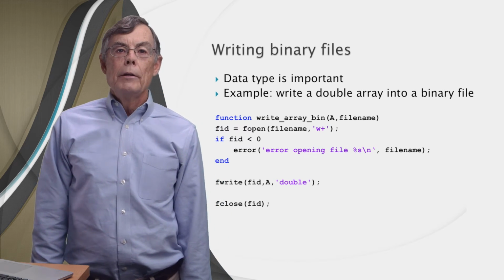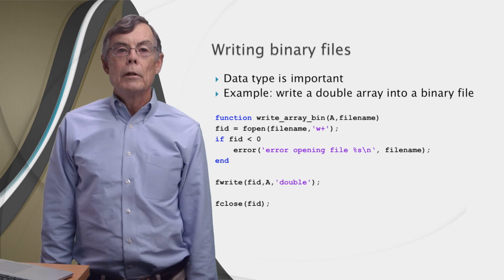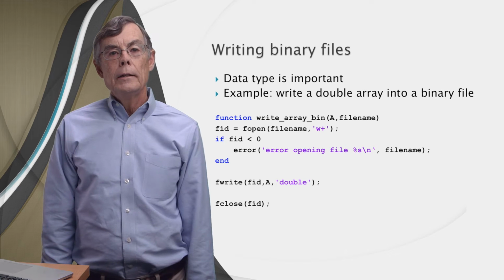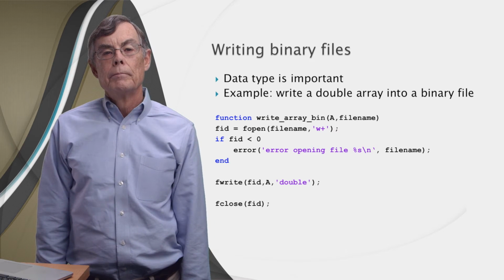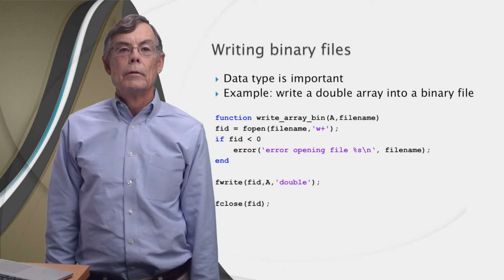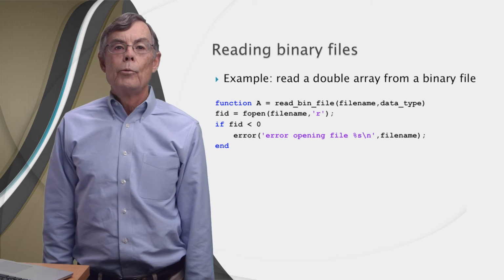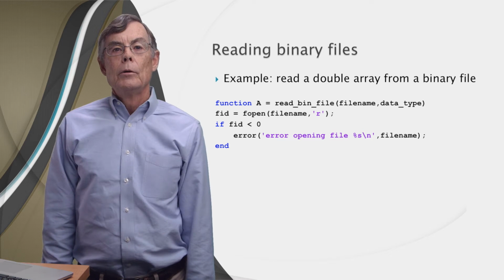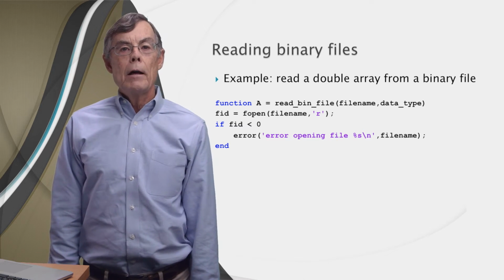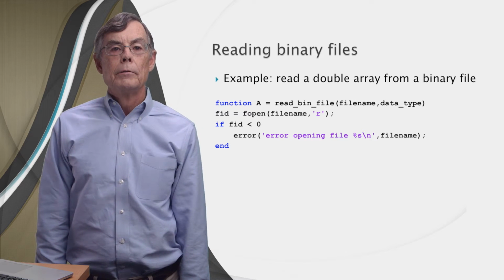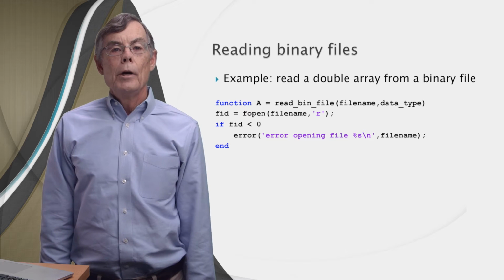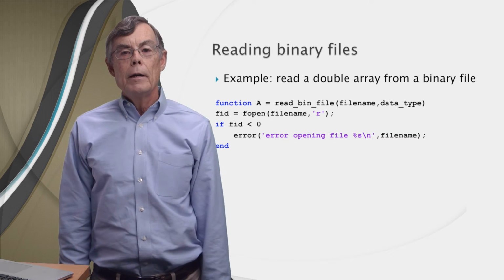Once we've written the array to the file, the only thing left to do is to close the file with fclose. So putting data into a binary file is easy. And getting the data out of this file is just as easy. Consider the function readBinFile, which takes the file name and the data type as input and returns as output the array that was read from the file. We start the same way we started twice before. We open the file with fopen and we handle any errors.